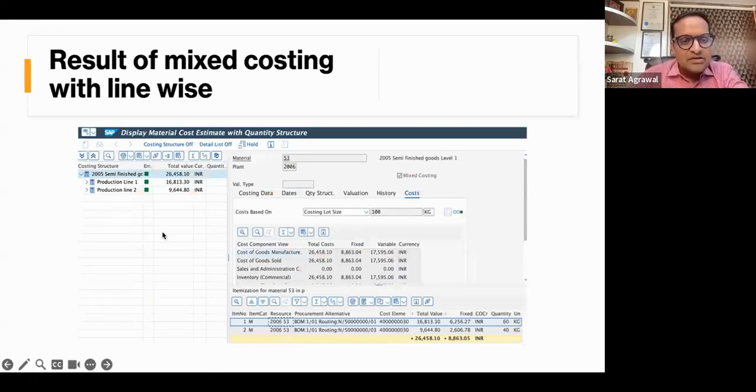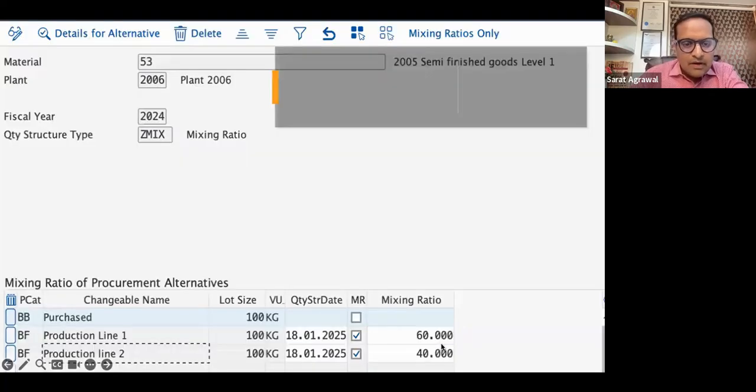So you can see the same product is getting manufactured in line 1 and line 2, and we have taken the case of 40 and 60 as a ratio, and depending on that, the system takes that and calculates the cost of the production. Now, this is where we have stored the mixing ratio. So in this case, we have stored the mixing ratio of line 1 as 60 and line 2 as 40. Hence, the system takes that particular mixing ratio and calculates the standard cost of that particular product. So this is one unique example or unique case in which we can calculate the cost of a product by using a mixing ratio or mixed costing ratio.